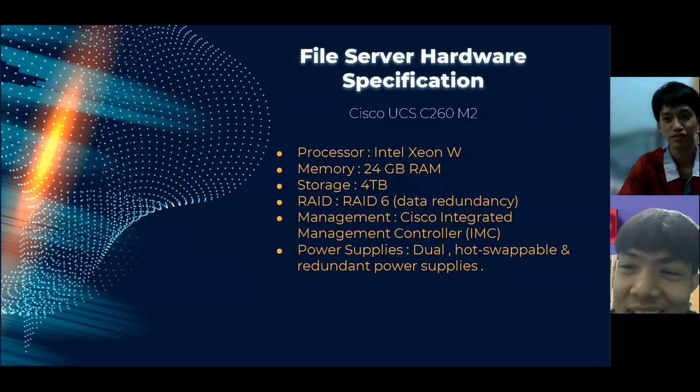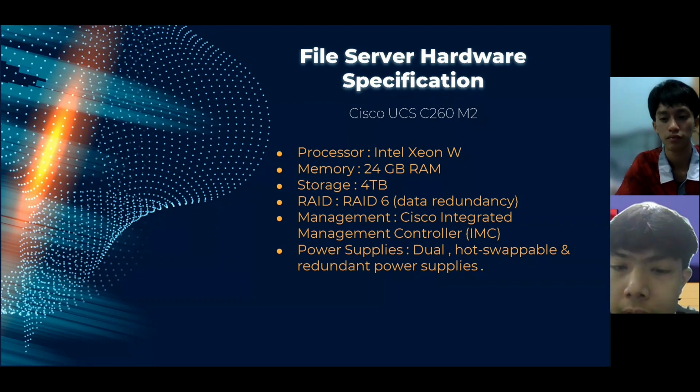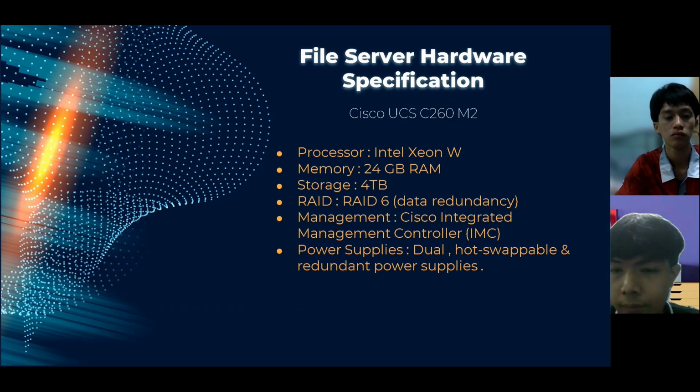Secondly, we have the file server hardware specification. We are using Cisco UCS C260 M2. This brand of server has an Intel Xeon W processor, 24 gigabytes of RAM, and a storage of 4 terabytes. For RAID, we are using RAID 6 for data redundancy.